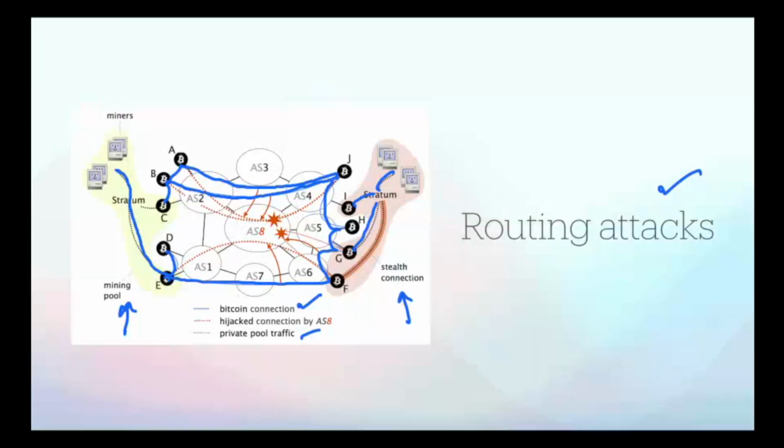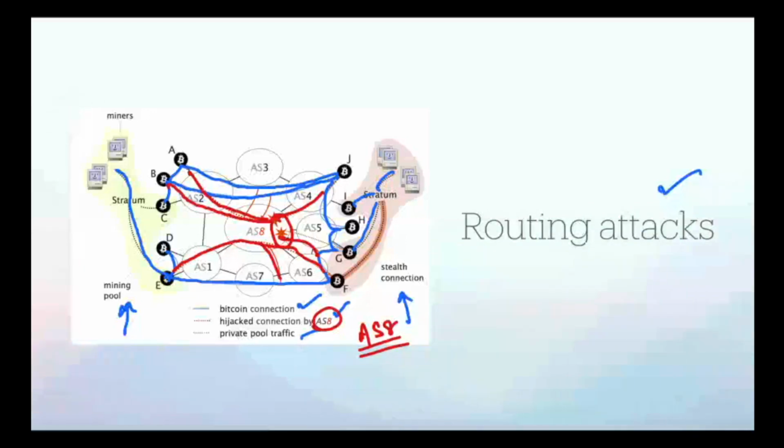But there is one thing called a hijacked connection. We call it, in red color, we can see the hijacked connection. So see the hijacked connection here, I am just drawing here. So this is the way the hijacked connection works. Can you see that? So here in this case, the AS8 just hijacks the complete connection.